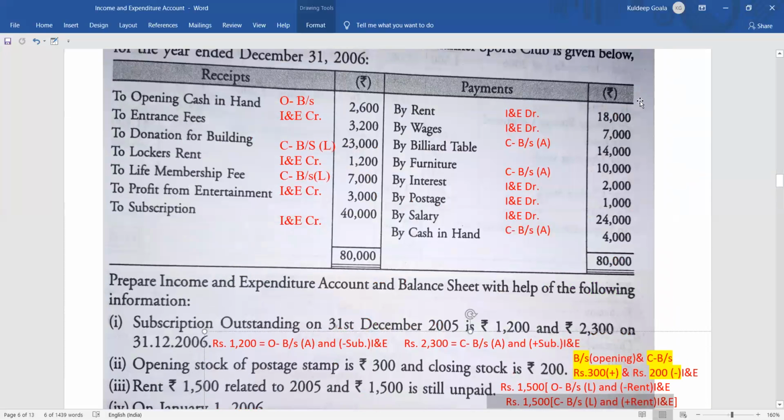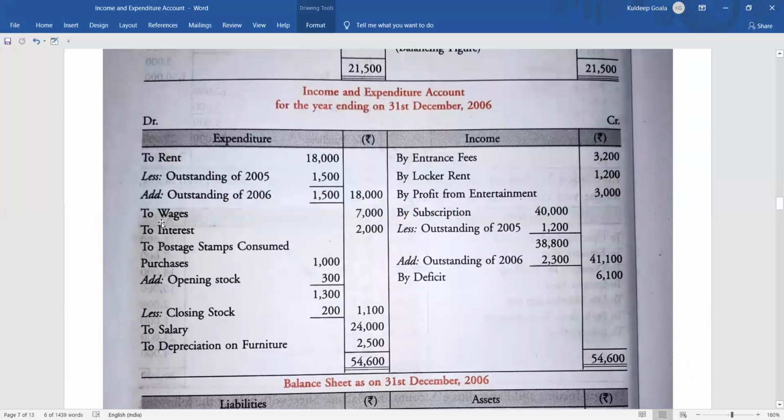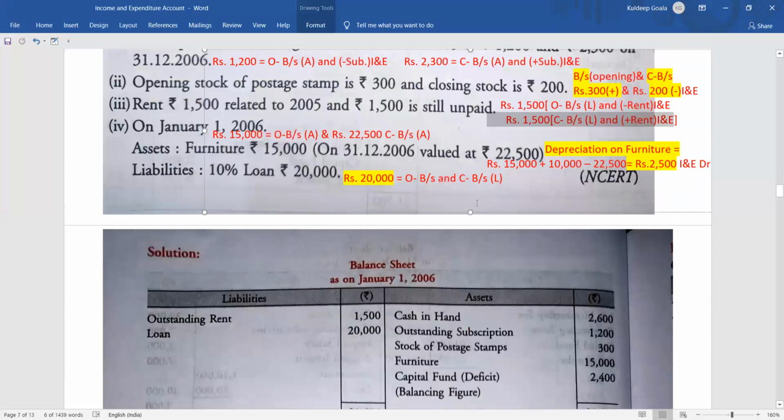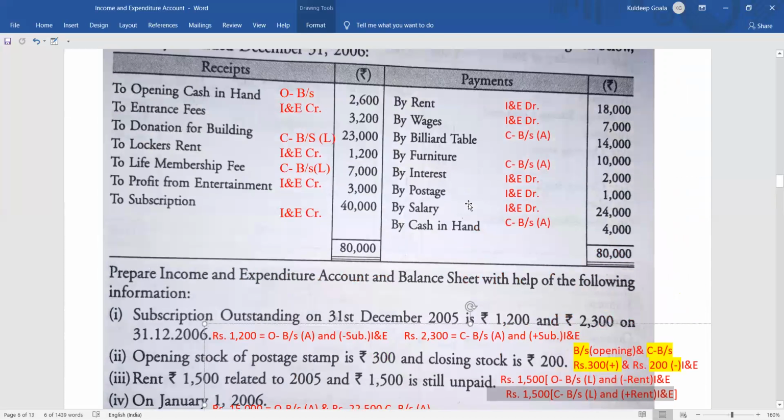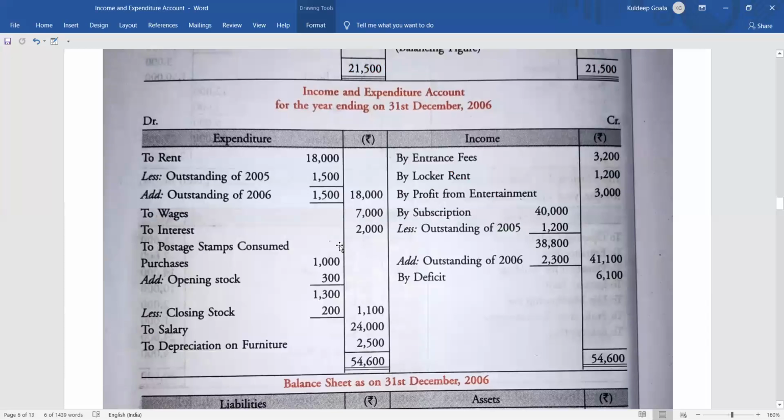After rent, we have wages. By wages 7,000. We saw there is no adjustment, so directly we can go to wages 7,000 rupees. Then let's see what is the next one. It's interest. By interest 2,000 rupees. So it will come again in the expenditure side.